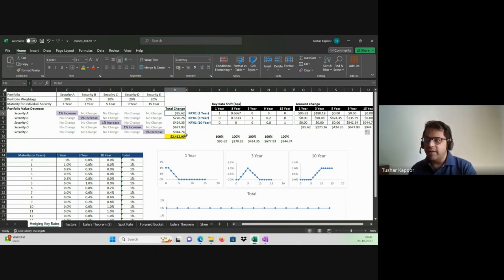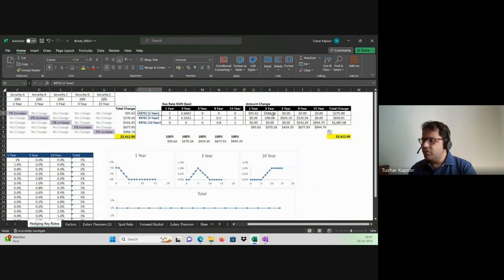So if we are talking about 95.62 overall, so this 1% 1 year change, how is it going to impact this security A, and all the other securities that we have? So we have 5 securities, A, B, C, D, E, which are maturing in different periods. So we have 1, 3, 5, 9, 15, and we want to find out the exposure change, which is 95.62 into 1.